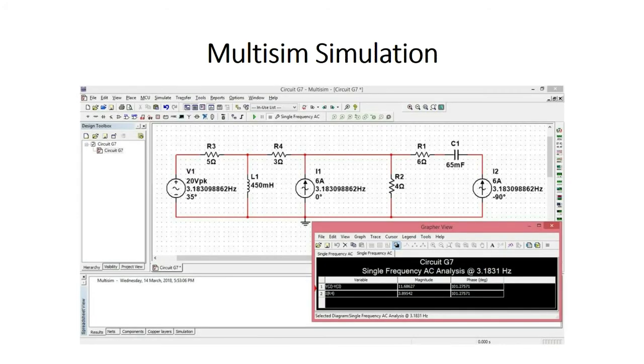Hello. Now we will go to the Multisim simulations. So now we have our circuit. We already constructed the circuit according to the question, where we have a voltage source and 2 current sources within 4 loops of circuit. Within the Multisim simulation, we can find the single frequency AC analysis. By using it, we can find the voltage value at resistor 4 and the current value at resistor 4.